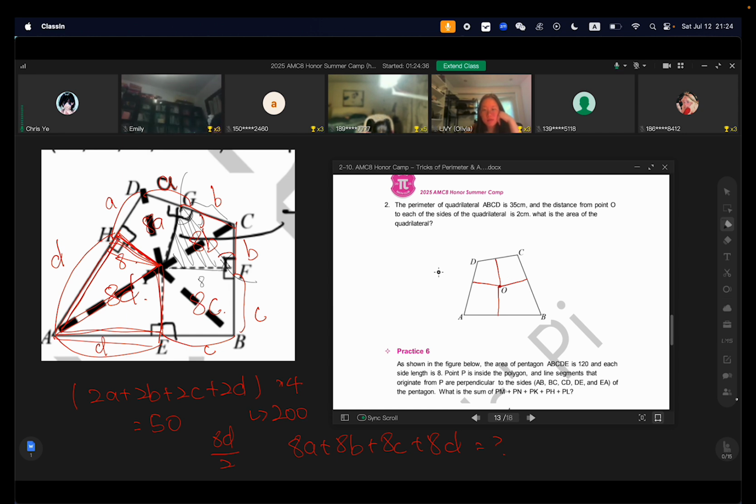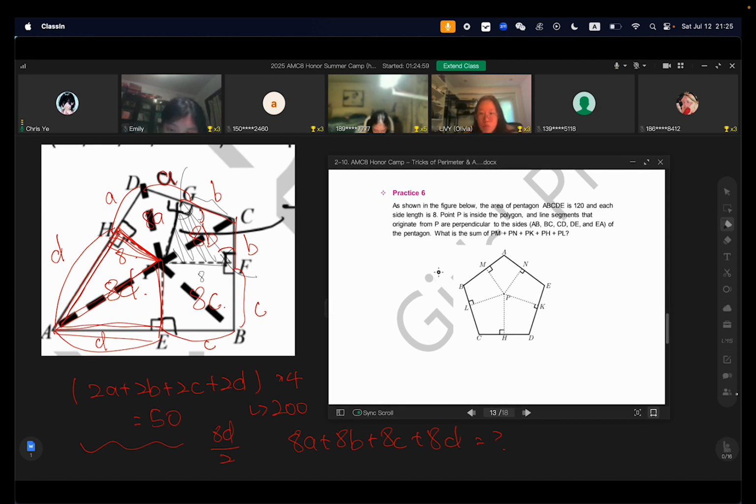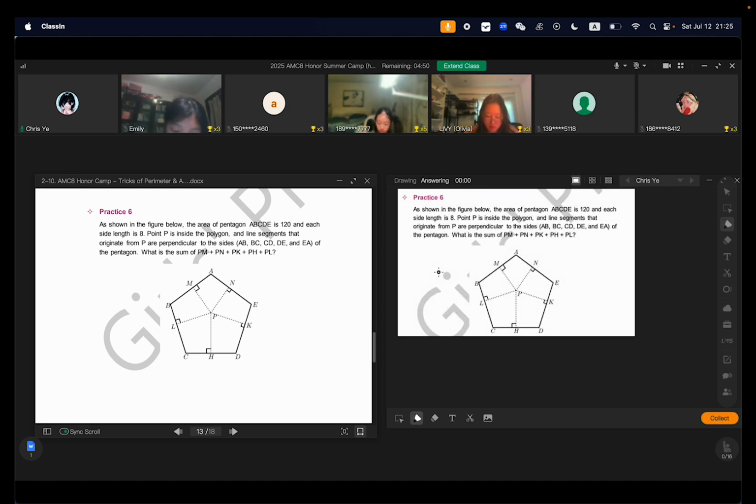By using the same formula that we used in the previous question, it's just going to be 35 times 2, divided by 2, equals 35. We can just use it as a formula. And lastly, we have one last practice problem before class is over, so you guys can have an attempt at it. I'll give you guys 2 minutes because there isn't that much time left.